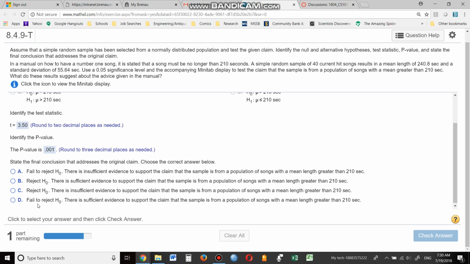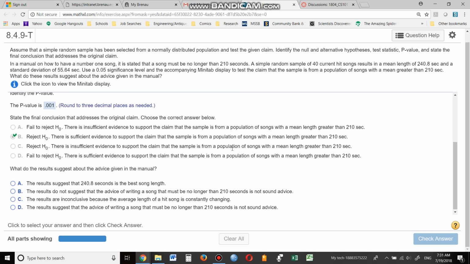So A and D are eliminated automatically. And if I reject the null, there is sufficient evidence. So B is going to be the appropriate response. What do the results suggest about the advice given in the manual?